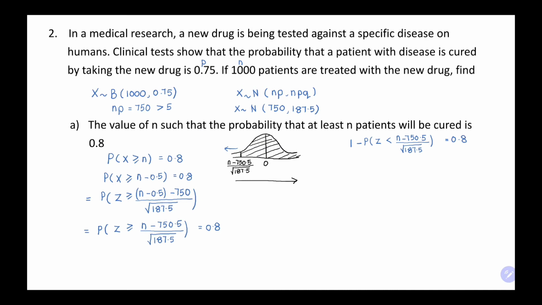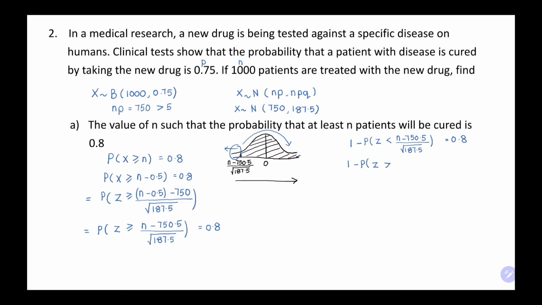Kita ambil semua, tolakkan dengan yang kita tak nak, yang tak ada lorek ni. Yang tak ada lorek ni adalah ke kiri. So Z less than. Okay, this area, tail ini sama je nilai dengan sebelah sini. Okay, so kita boleh change sign. So 1 minus P(Z greater than.